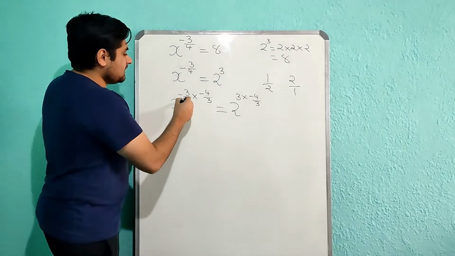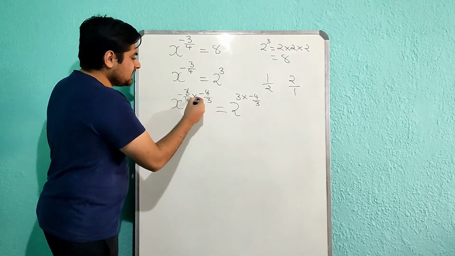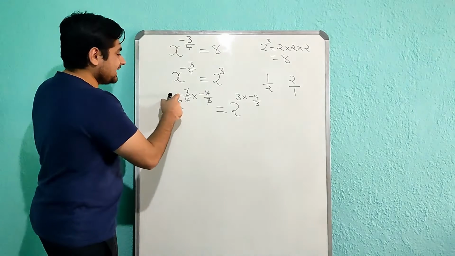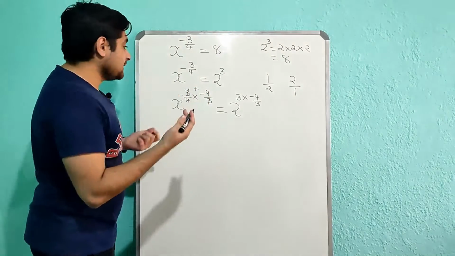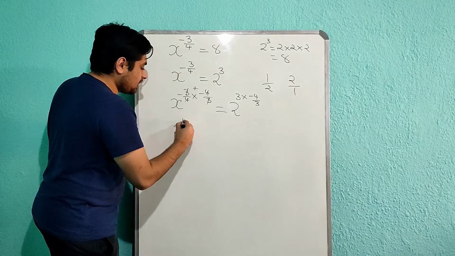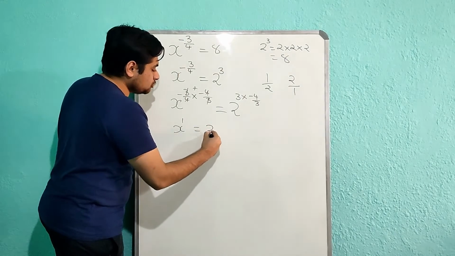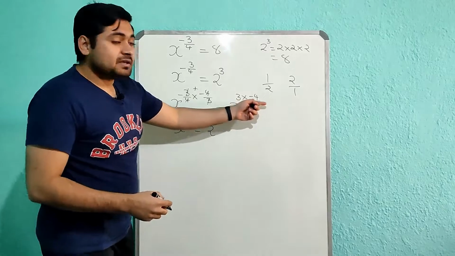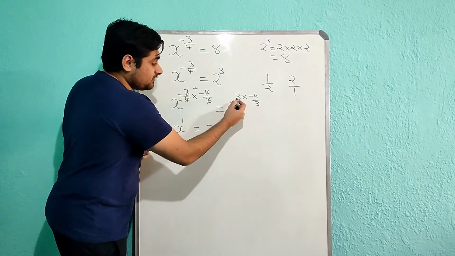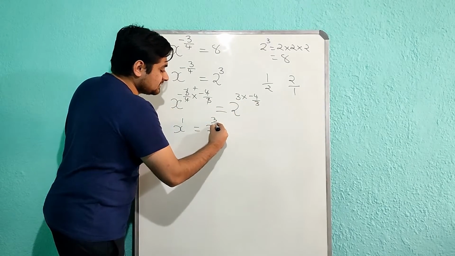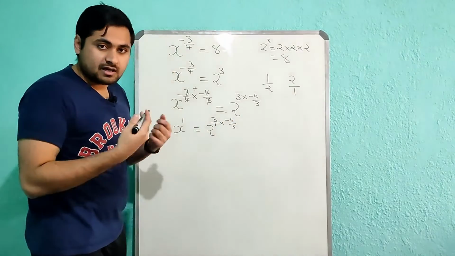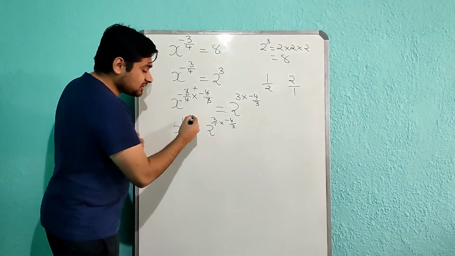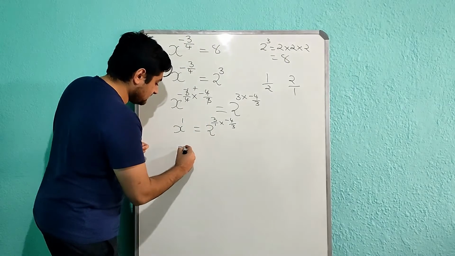Now the next step, 4 and 4 will cancel, 3 and 3 will cancel. And what is negative times negative? That becomes a positive, right? So therefore we remain with 1 only. x to the power of 1 is the same as 2 to the power. Now in this case, this one is not a fraction. Let's make it a fraction. This is the same as 3 over 1 times minus 4 over 3, right? Now let's simply multiply. x to the power of 1 is the same as x, right?